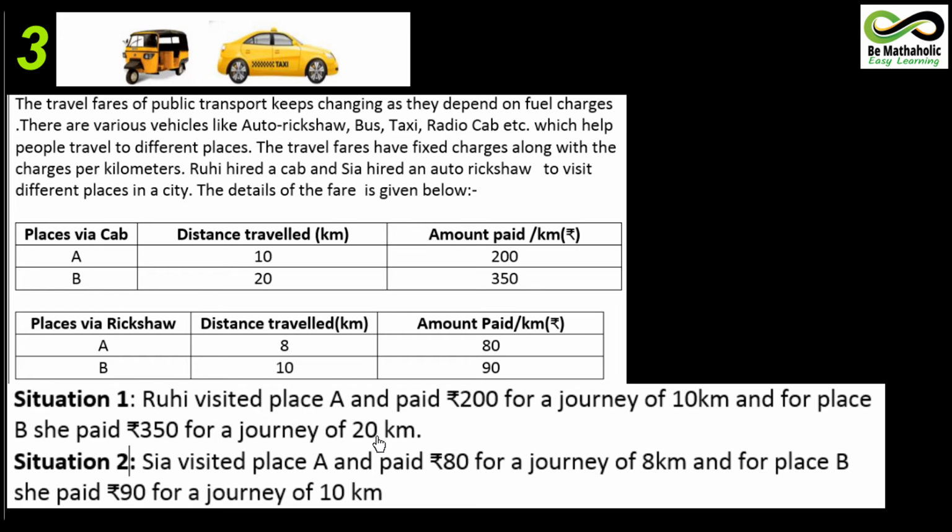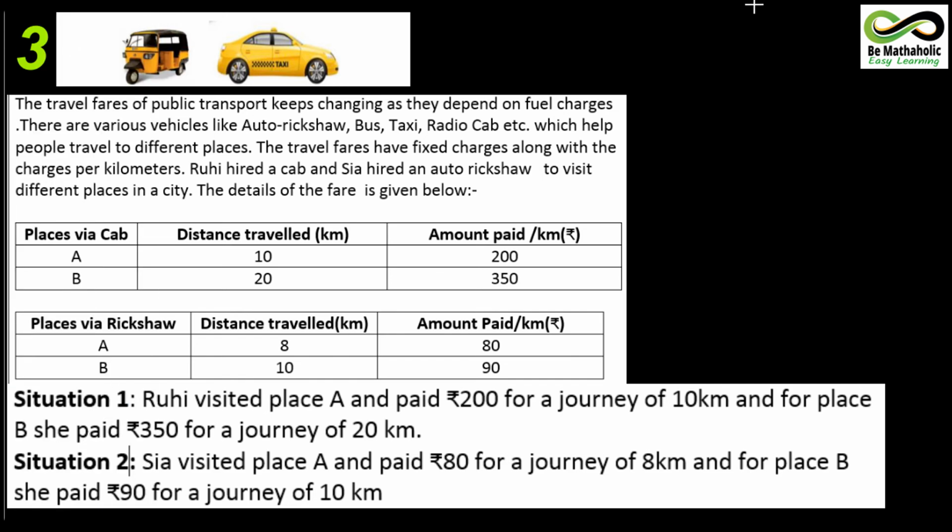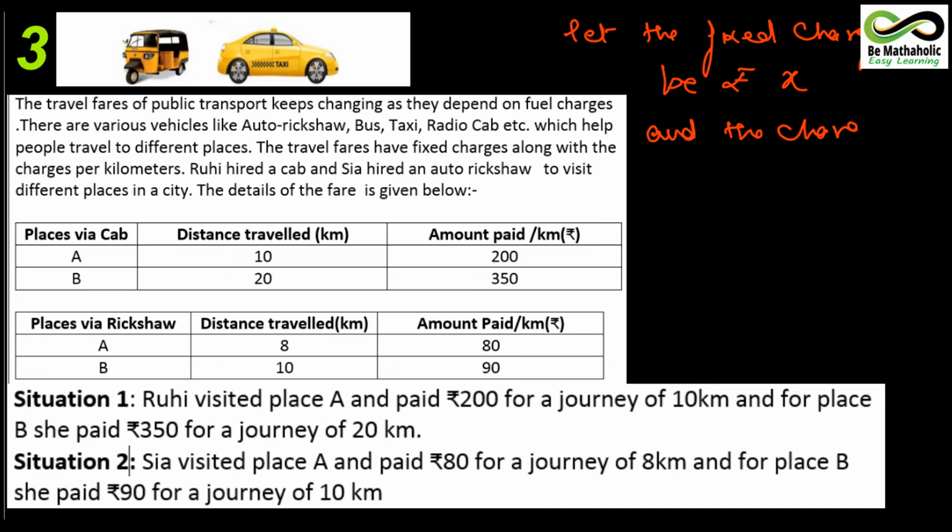Okay, so again here you can see we'll have to assume the unknowns to be x and y. So before solving it, let us consider the fixed charge be rupee x and the charge per kilometer be rupee y. Okay, now if we have assumed these 2 things, accordingly you can make the equation over here.